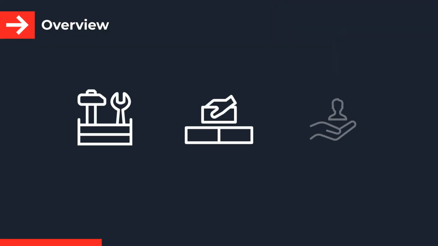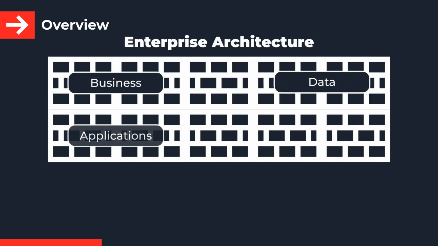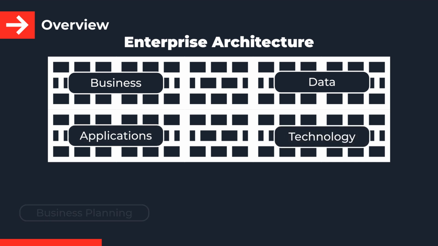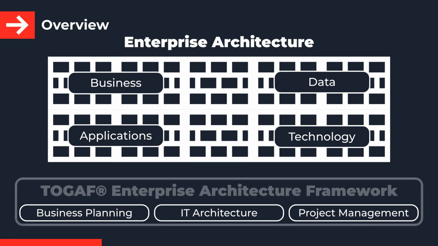This course provides a variety of tools, building blocks, and resources that facilitate and enable the design process of enterprise architecture across the 4 domains of business, data, applications, and technology. It offers the means of uniting different methodologies in business planning, IT architecture, and project management under the singular TOGAF EA framework.